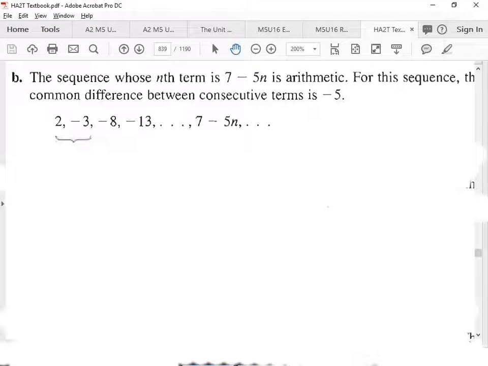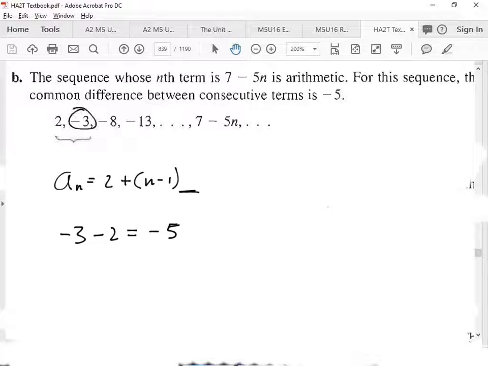What would be your a sub 1 for this? And what would be your common difference? Did I write it wrong? No, I think you said a sub 1. Okay, so I need my common difference to go right here. And so negative 3 minus 2 would equal negative 5.